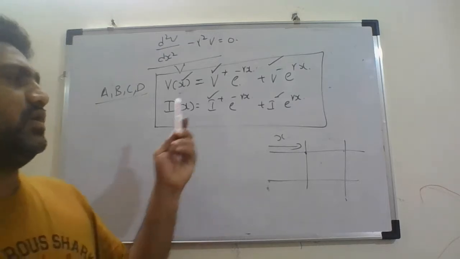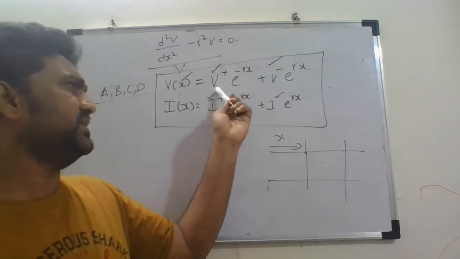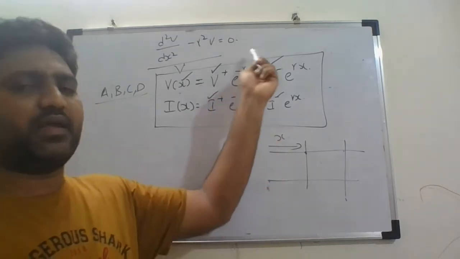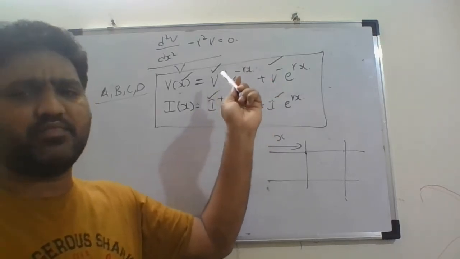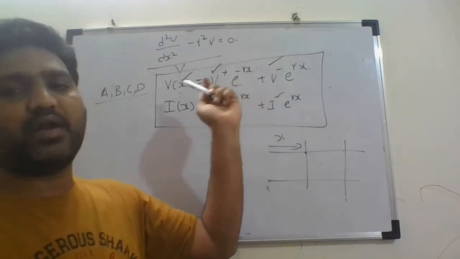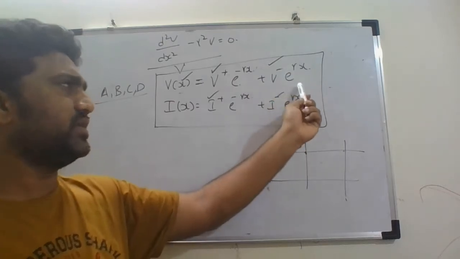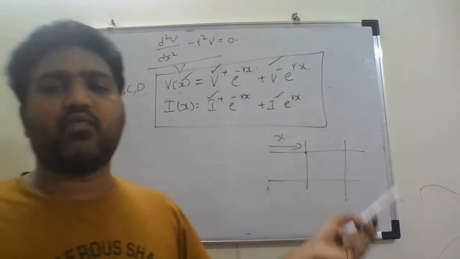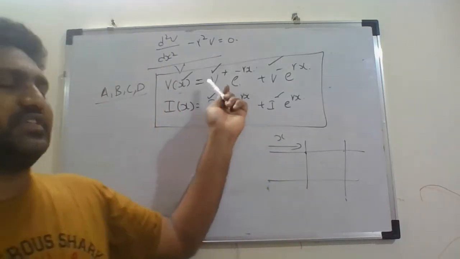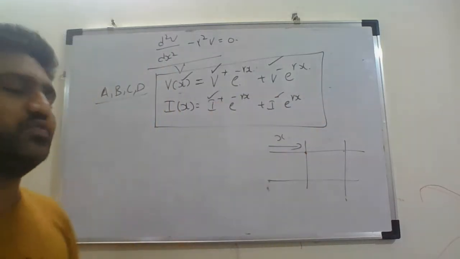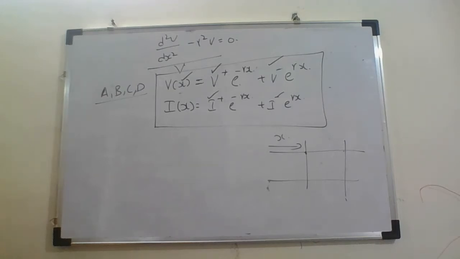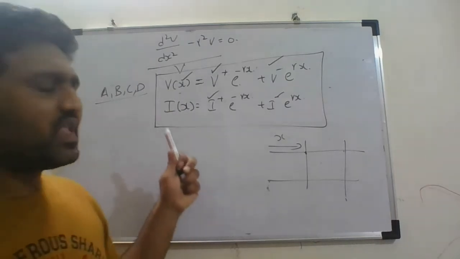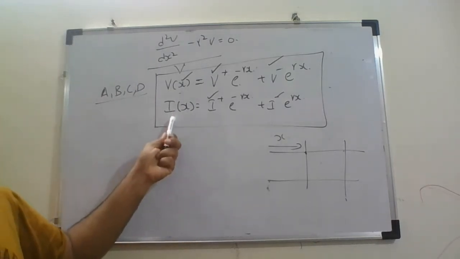Okay, so that is the thing, and you can see that this is an exponential term. One has a positive phase constant, and another has a negative phase constant. One expression represents this way, and one expression represents that way. Now these are the voltages or currents at any point.